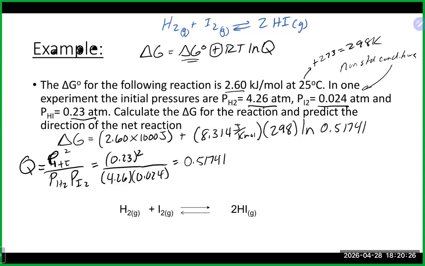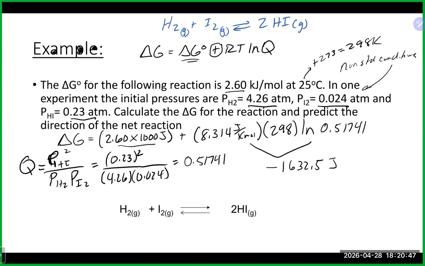All right, so all that's left is to punch all that into the calculator, right? So we're gonna go natural log of our number there at the end, 0.517. We're then gonna times it by 298 and times it by 8.314. That's gonna give us, I think, when we do this side, minus 1632.5 joules to go with this guy.